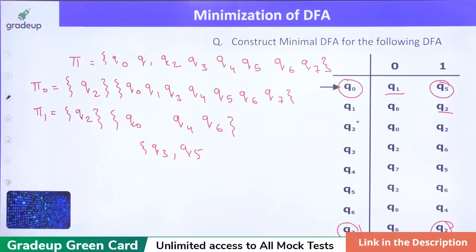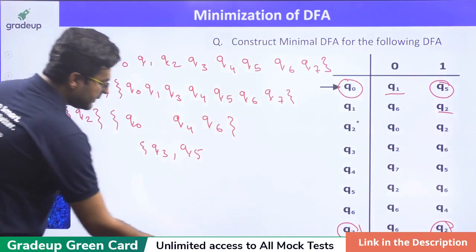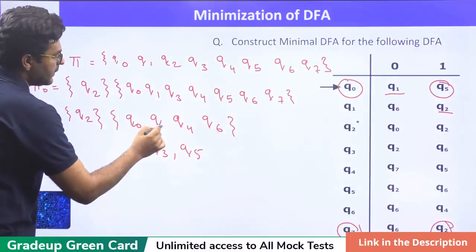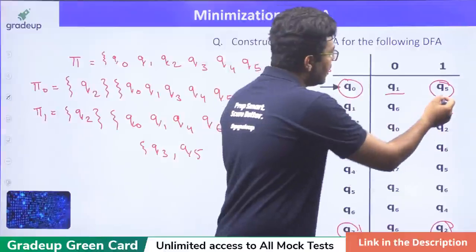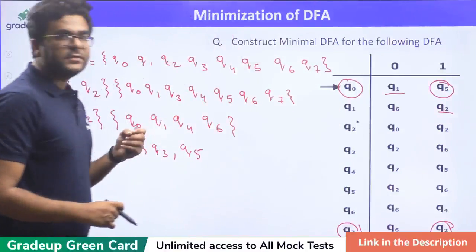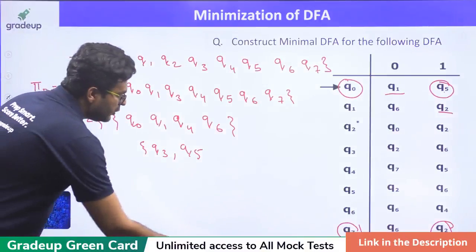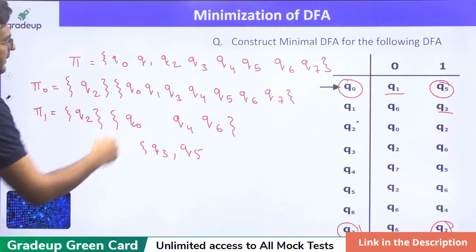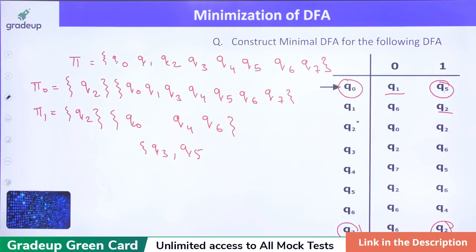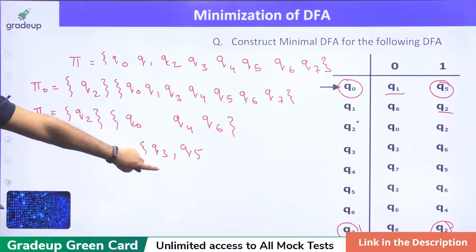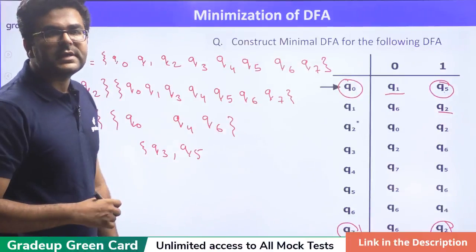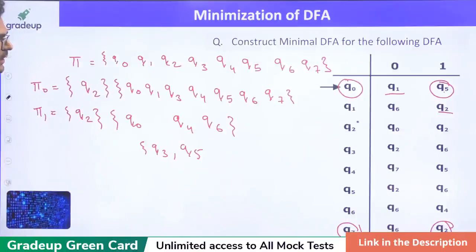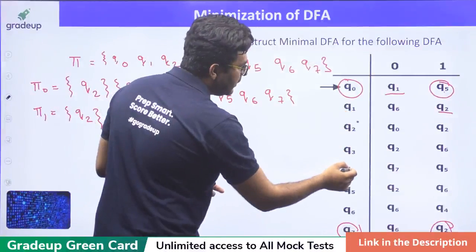Are you getting me? I did something wrong. I kept Q1 here, and that is wrong because Q5 and Q2 are in different sets. So we can't keep Q1 here, we have to remove it from here. The set will become Q0, Q4, Q6, and let's check whether Q1 can be placed over here or not. Yes, Q1 should be with Q3. I'm also feeling that it should be with Q3. So let's see Q1 and Q3.